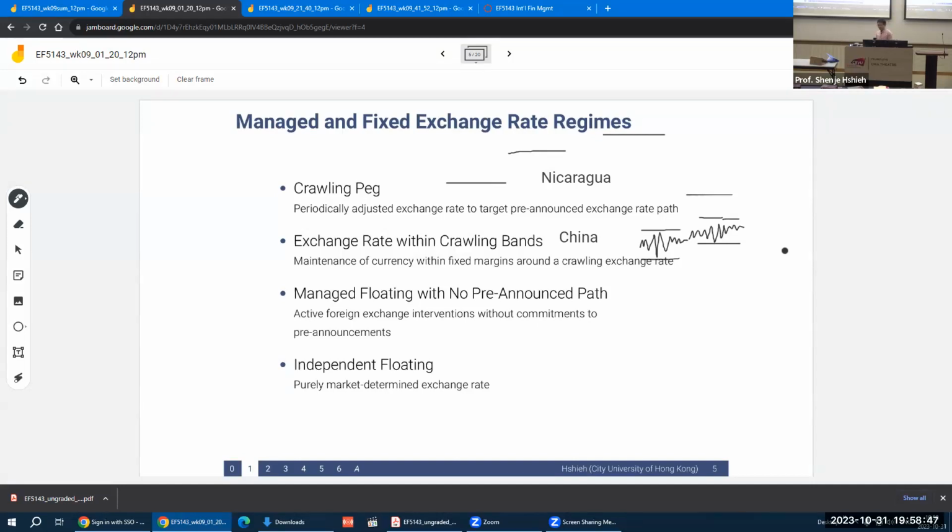So it's not a true peg because there's a little bit of flexible wiggle room. And that's what China pre-announces to everybody.